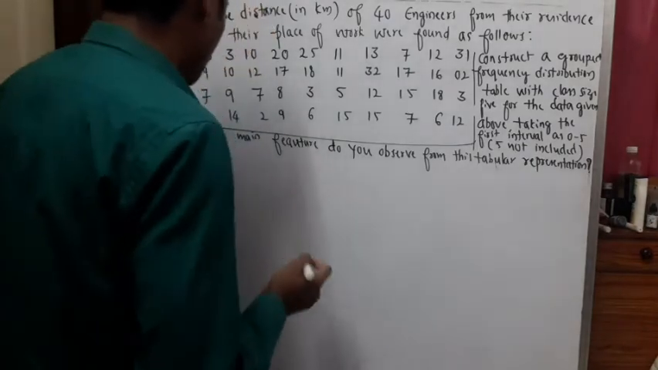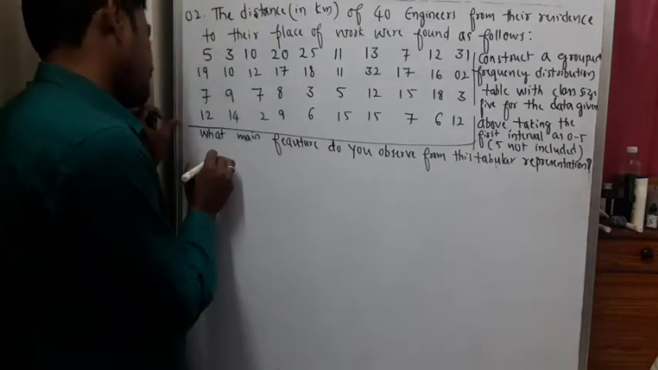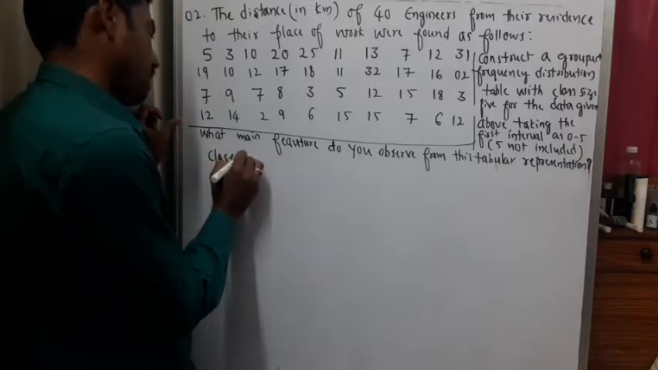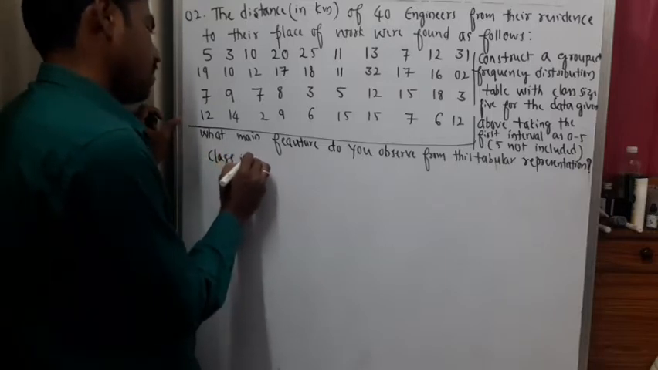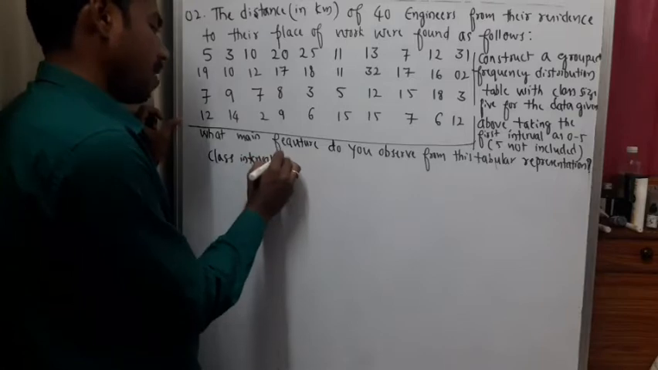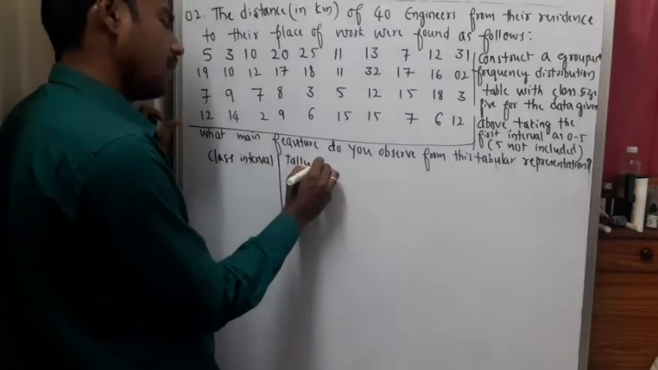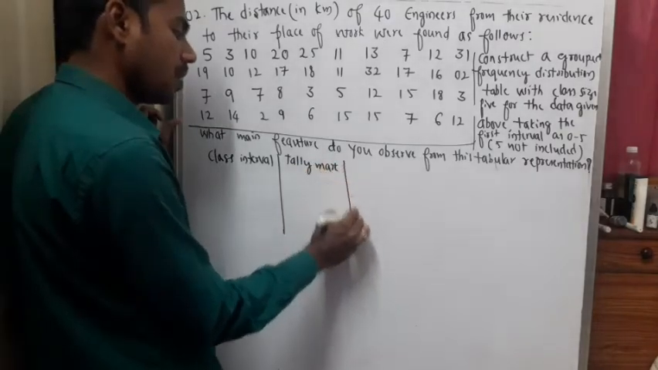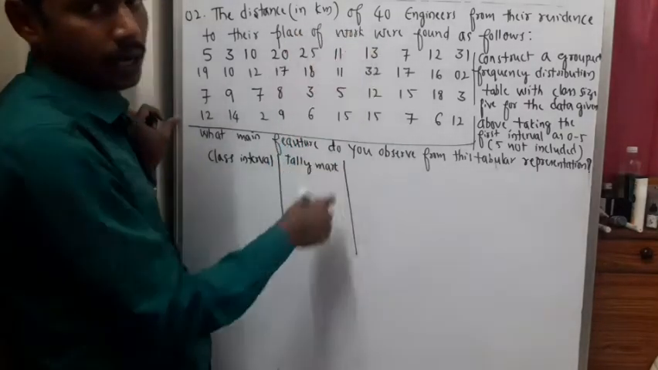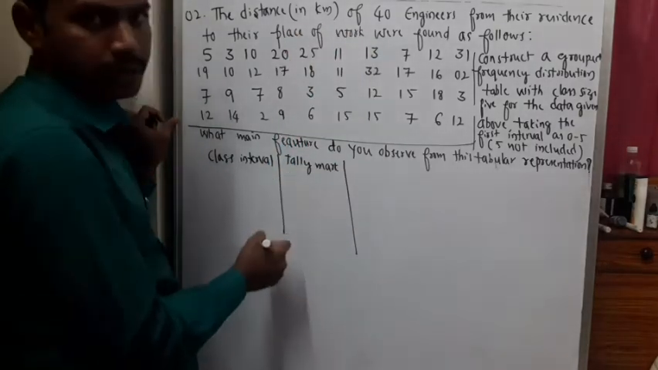Okay, first class interval, followed by tally mark. You can use tally mark directly or you may not use it. If you want to count and write, you can count and write, or else you can use tally mark.